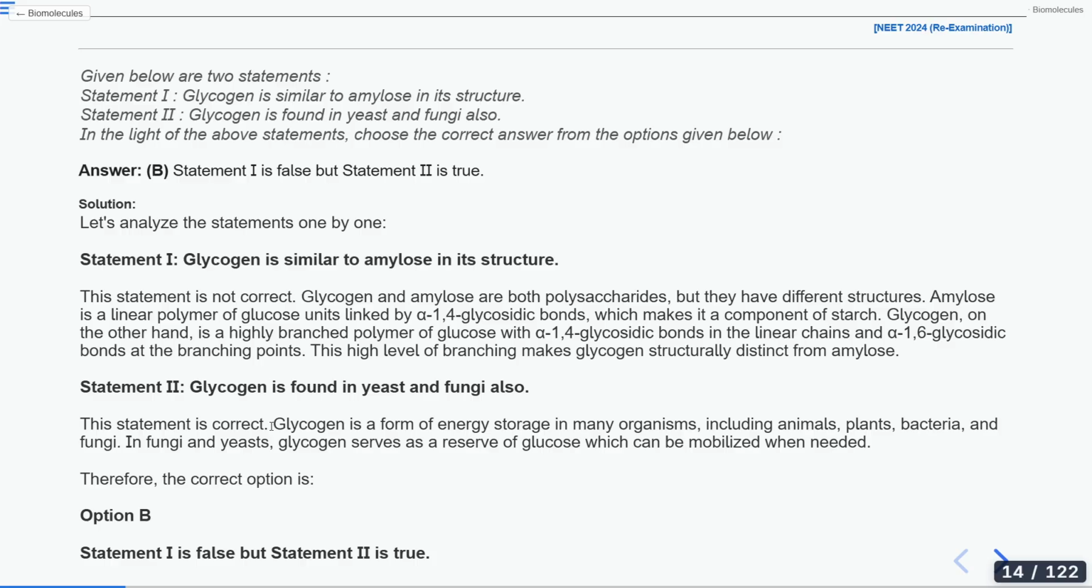Now, the next statement is true. This glycogen is present in many organisms, and whenever there is a scarcity of glucose, the glycogen is broken down and used as a reserve of glucose. Okay. So option B is the correct one. Is it clear to all of you? So remember the other part as well, that whose structure your glycogen is similar to. It is similar to the amylopectin, not amylose. Can we move further?